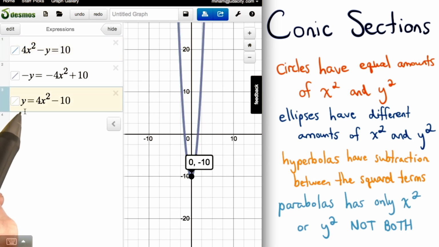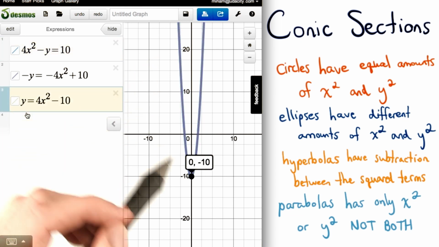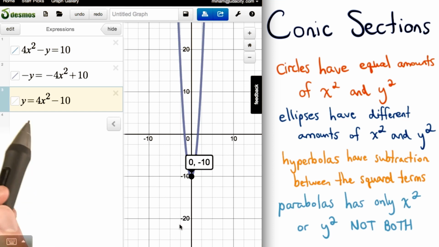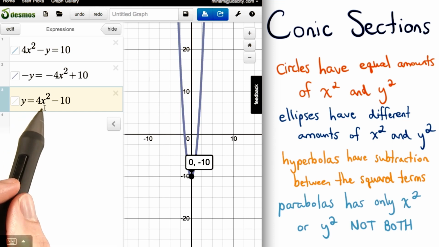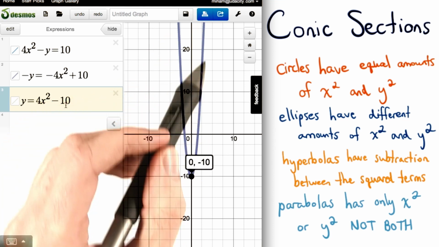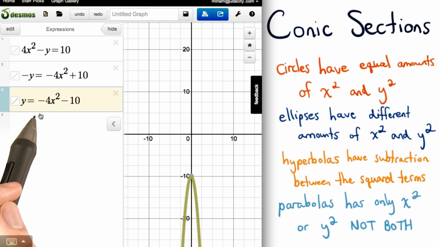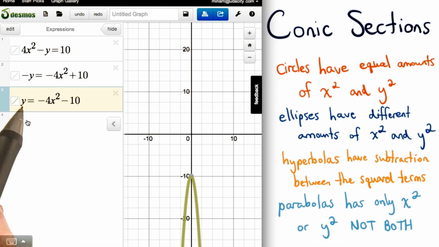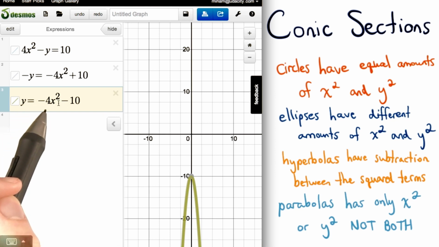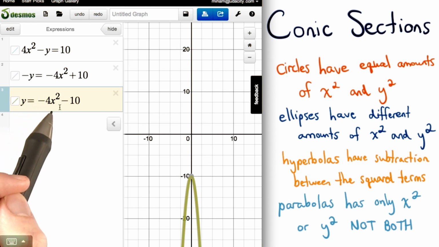Since this parabola is y equals, we know it's going to open up or it's going to open down. And since the coefficient on the squared term is positive, it opens up. Now, if we make this coefficient negative, the parabola opens down. So when determining whether something opens up or opens down, you want to solve for the single variable first, and then look at the coefficient of the squared term. Is it positive or is it negative?